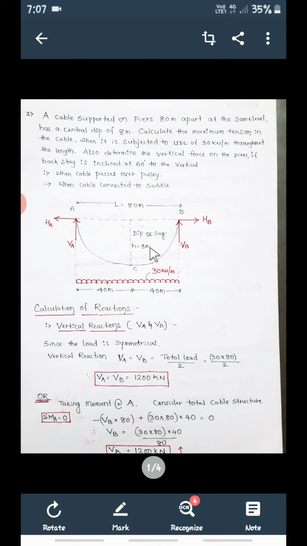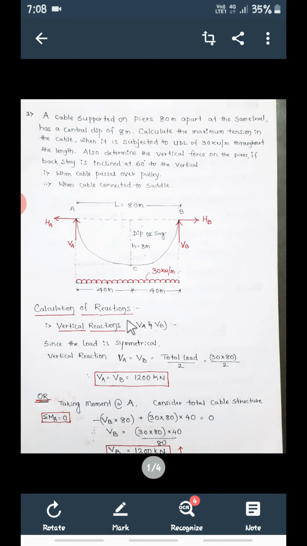Okay, so what is the vertical force on these towers, that is at A and B supports? First we are going to find out the reactions. As you know, at A there will be two reactions, that is HA in this direction and vertical reaction VA. Similarly at B, vertical reaction VB and horizontal reaction HB. And this is the UDL 30 kilonewton per meter over a length of 80 meter. So the total span of the cable is 80 meter. Central dip is 8 meter. Okay, so this is the diagram for this problem.